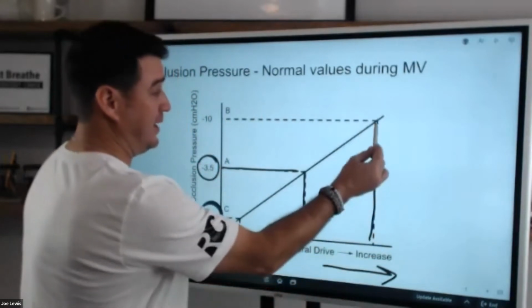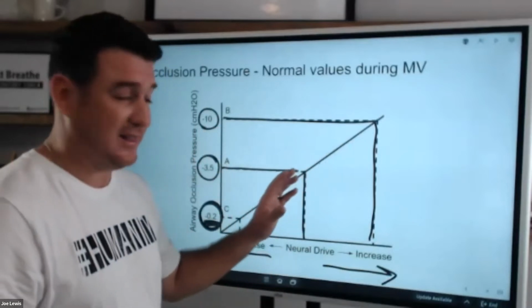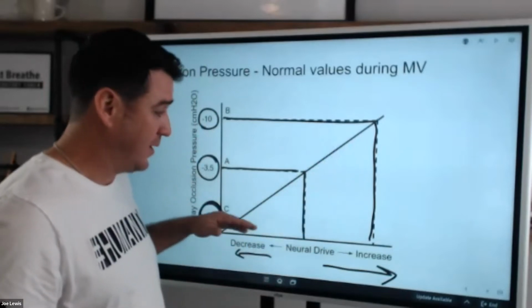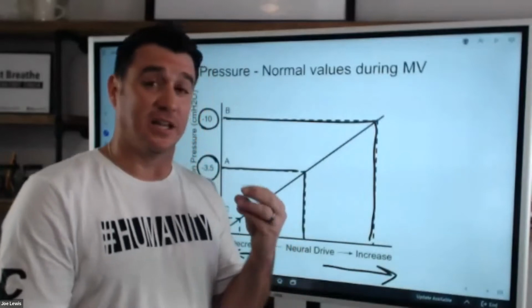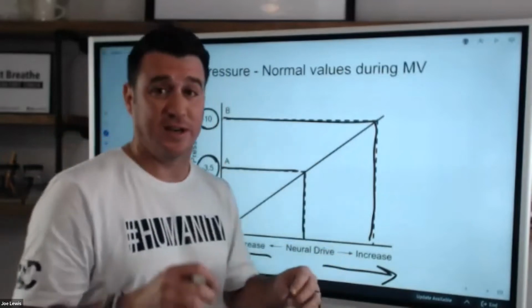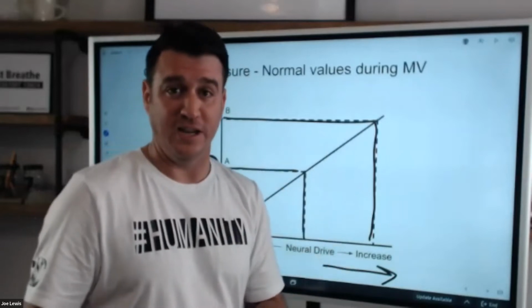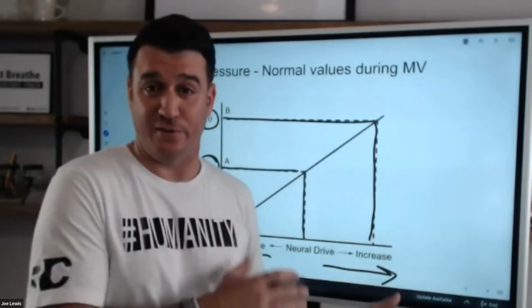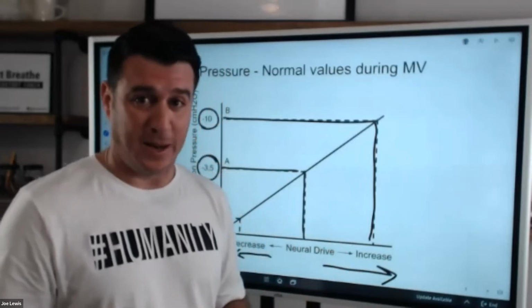Now, over here on the increase side, as we have an increase in the neural drive, we will see that the P100 will become more negative. Now, this is where I think it's extremely important. Not that the decrease is not important, but recognizing increases in neural drive carries a lot of weight. Because what the research shows is that patients with a more negative P100, greater than that normal range of negative 3.5 or negative 4, what this is telling us is they're not satisfied with something.